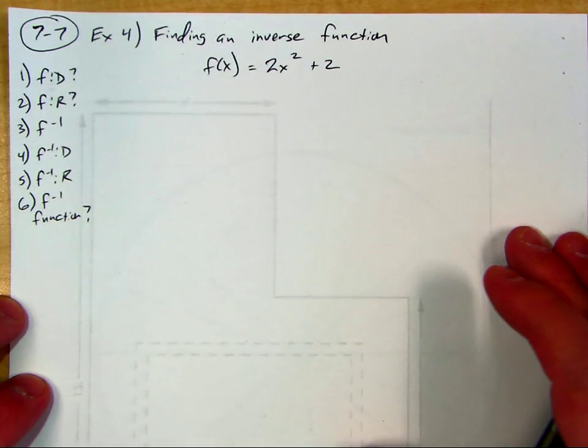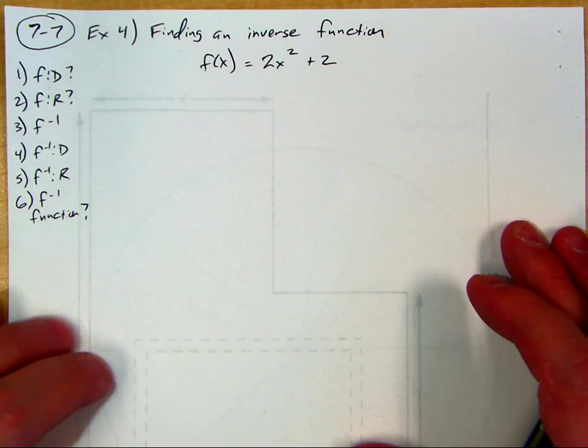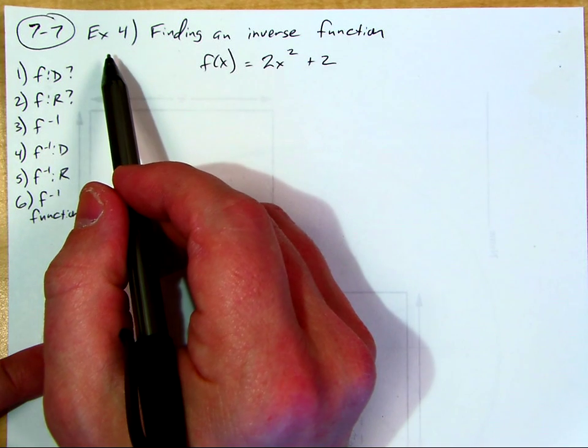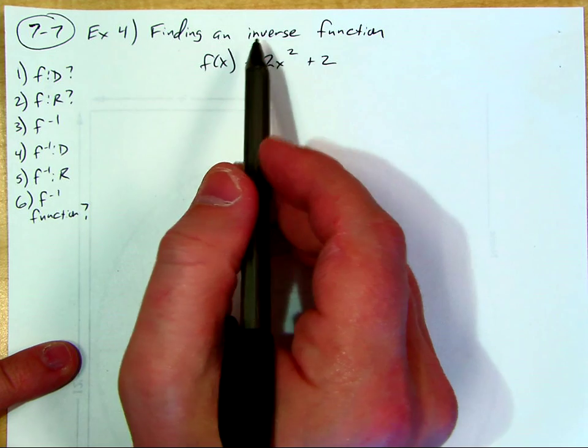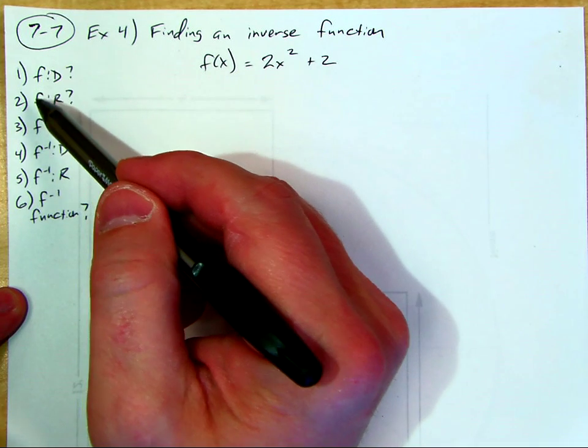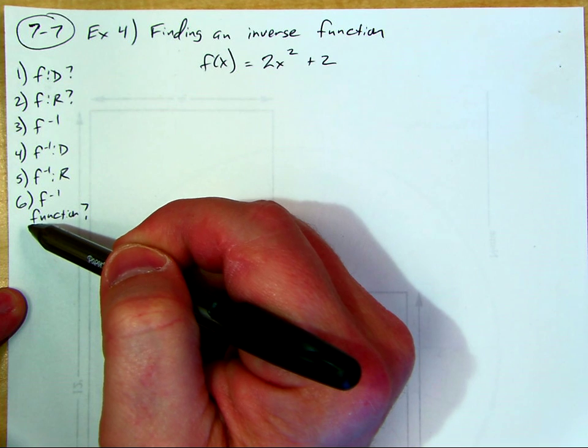Okay, let me get this on the page. Here is lesson 7-7. I think the last video for this chapter, at least from the sections. This is example 4. We're going to be finding an inverse function. Here's our inverse function. And just like the notes, we go through a stair-step process to answer each one of these questions.